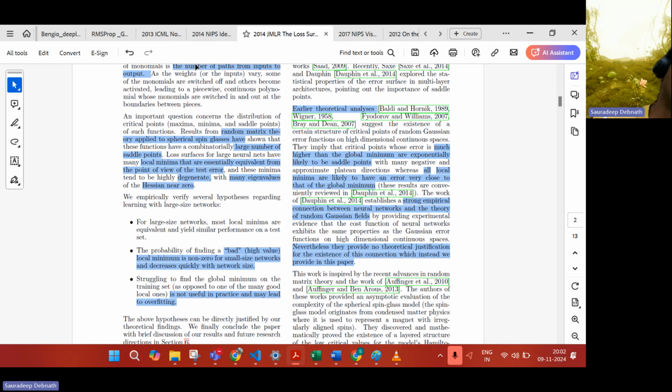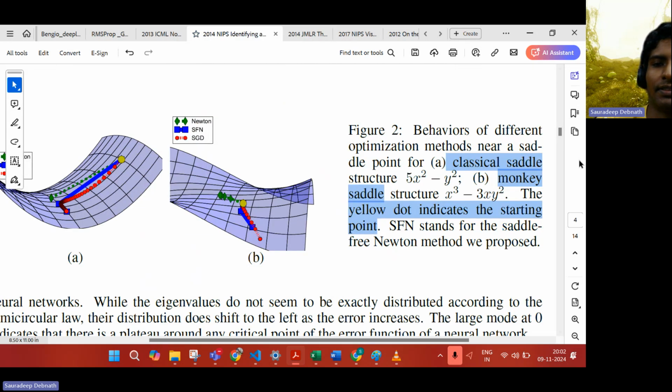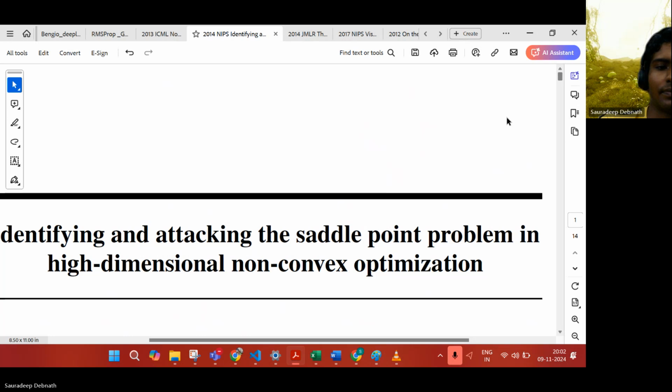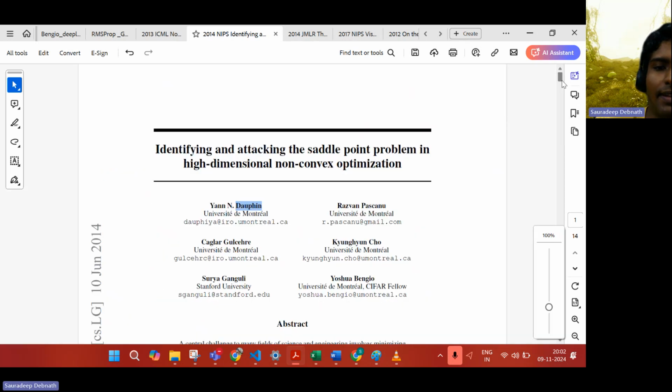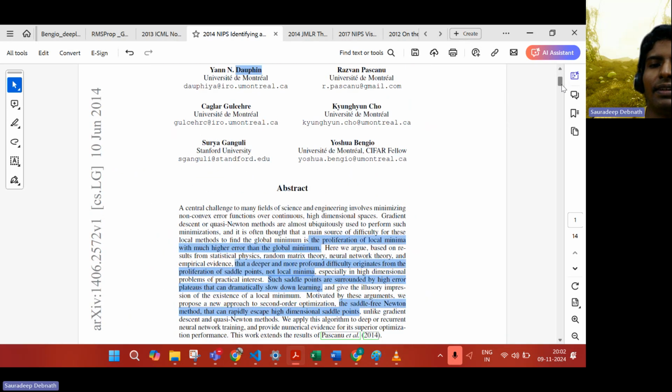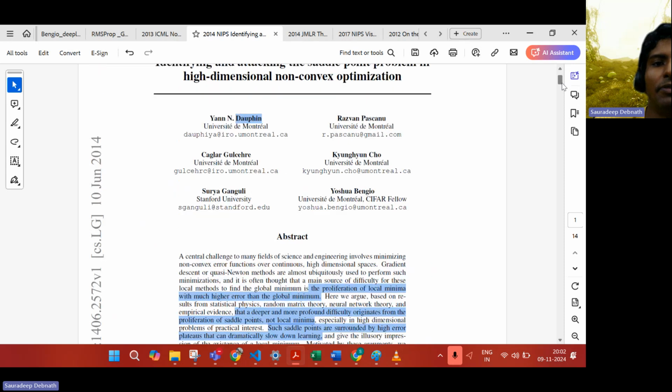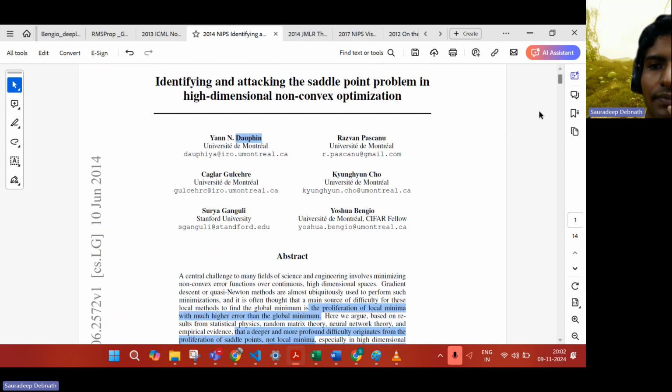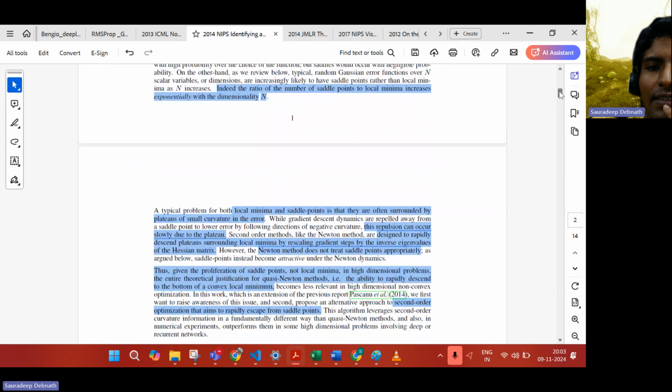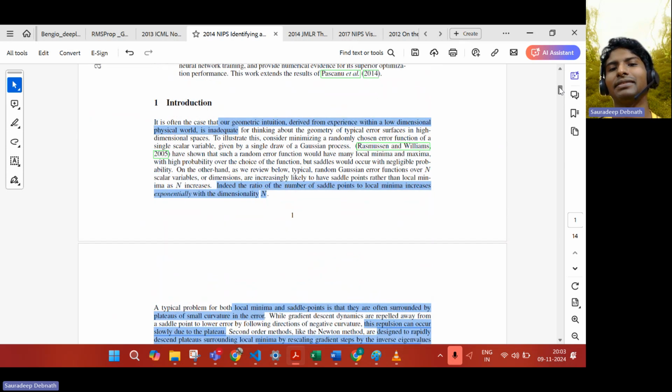Now then, what is probably the more pressing issue? One paper which came out maybe a few months before this is about identifying and attacking saddle points. This one came out before the earlier paper, but the later paper gave more mathematical and theoretical justification. What this tells us firstly is that as the dimensions increase, the ratio of saddle points to local minima increases exponentially.